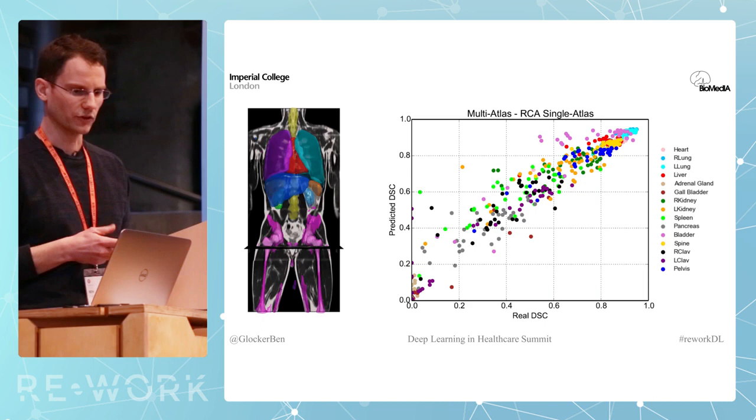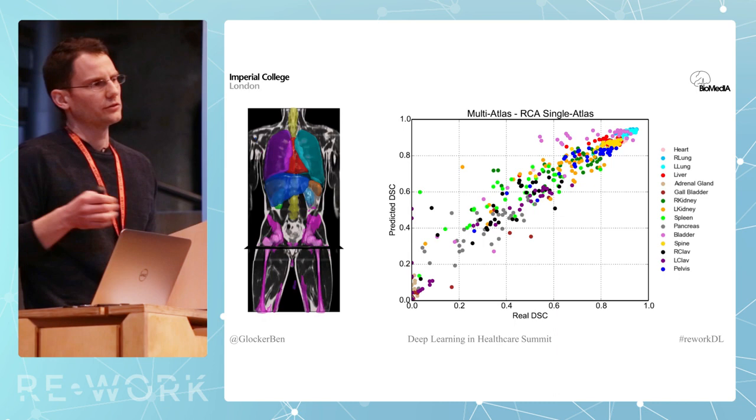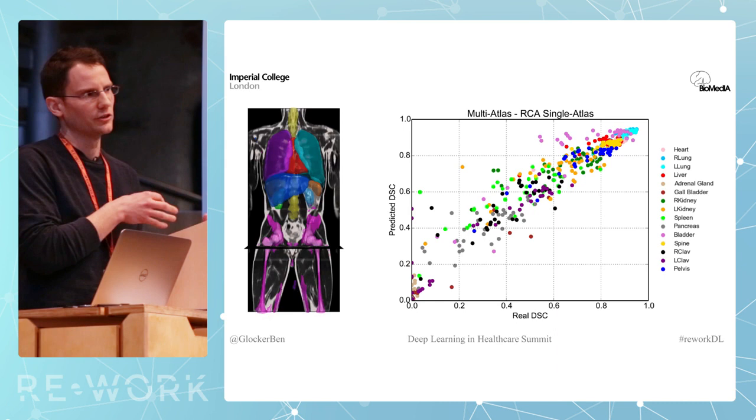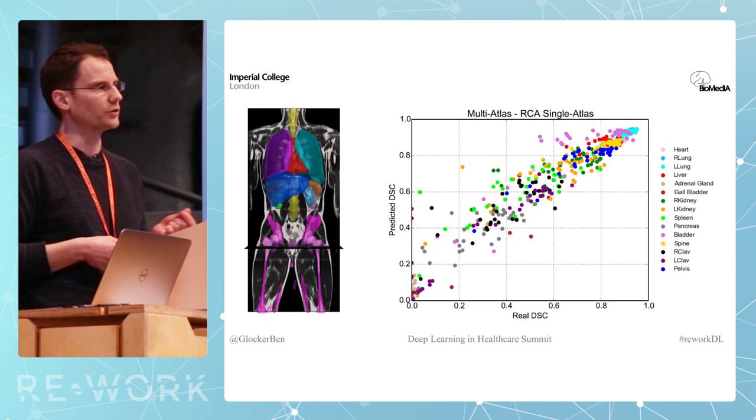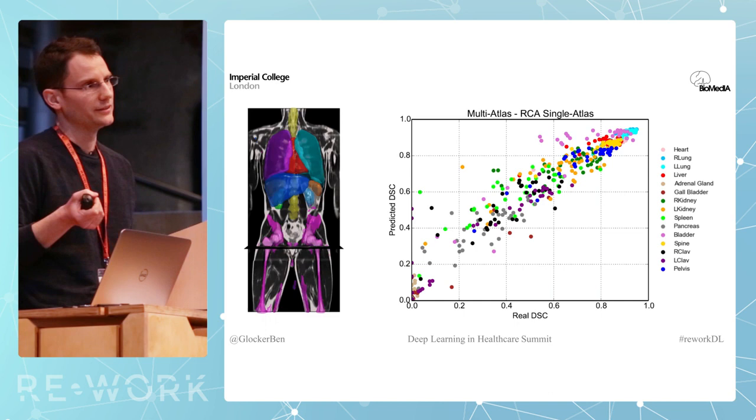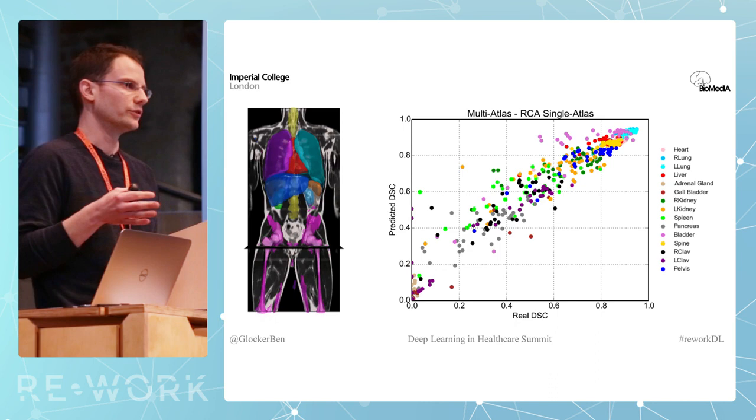But just to show you a plot, on the x-axis is the real DICE score, one segmentation quality metric that measures overlap between a predicted segmentation and a ground truth manual segmentation. And you see that the predicted score that we get automatically correlates very well with the real score. So you could use this, for instance, to automatically detect if a system has failed, by setting a threshold on the predicted score.